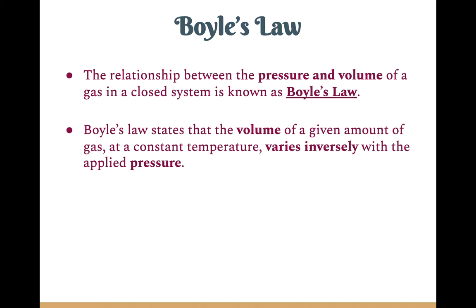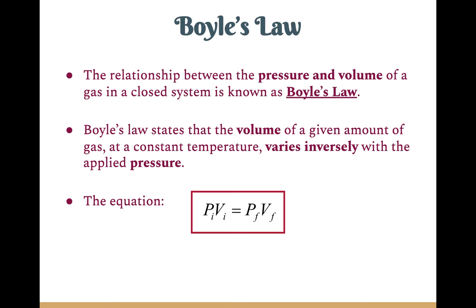In words, Boyle's Law states that the volume of a given amount of gas at a constant temperature varies inversely with the applied pressure. This can also be described mathematically with this equation: initial pressure times initial volume is equal to the final pressure times the final volume. We can use this equation to solve problems involving the changes in pressure and volume of a gas in a closed system.